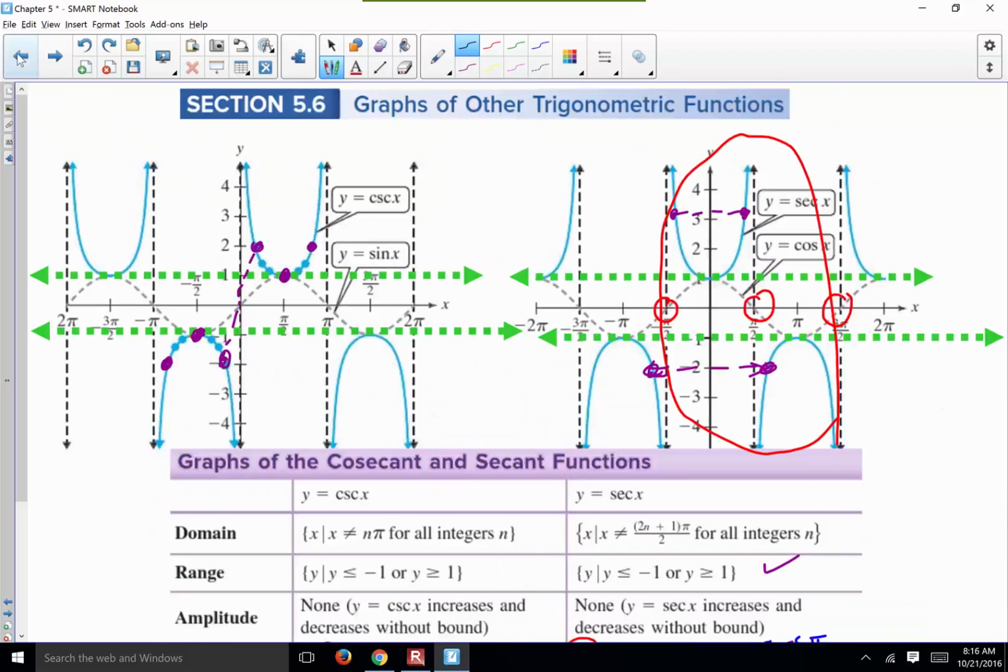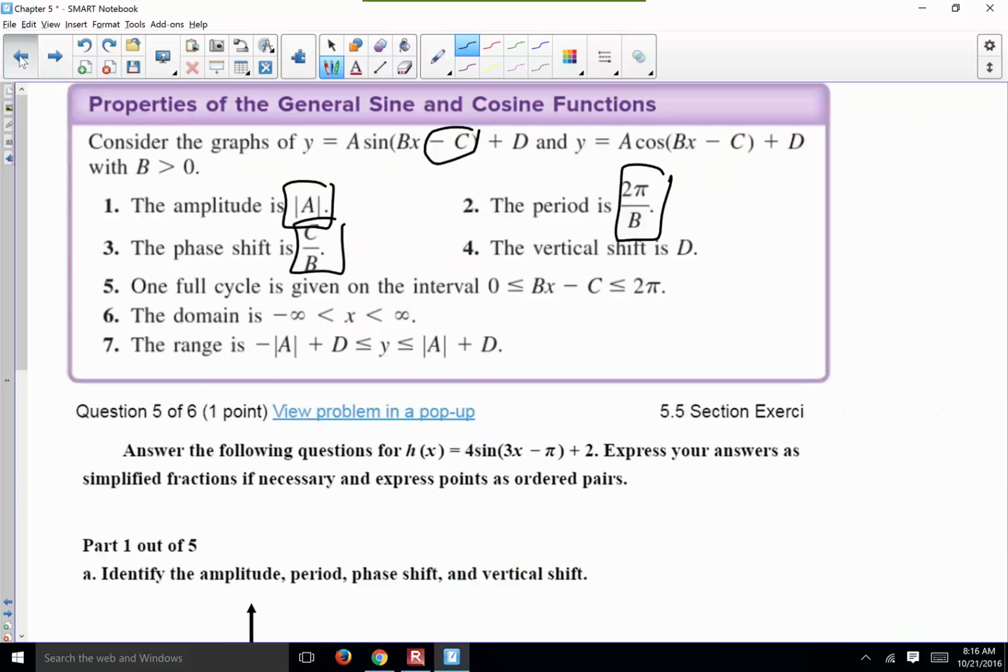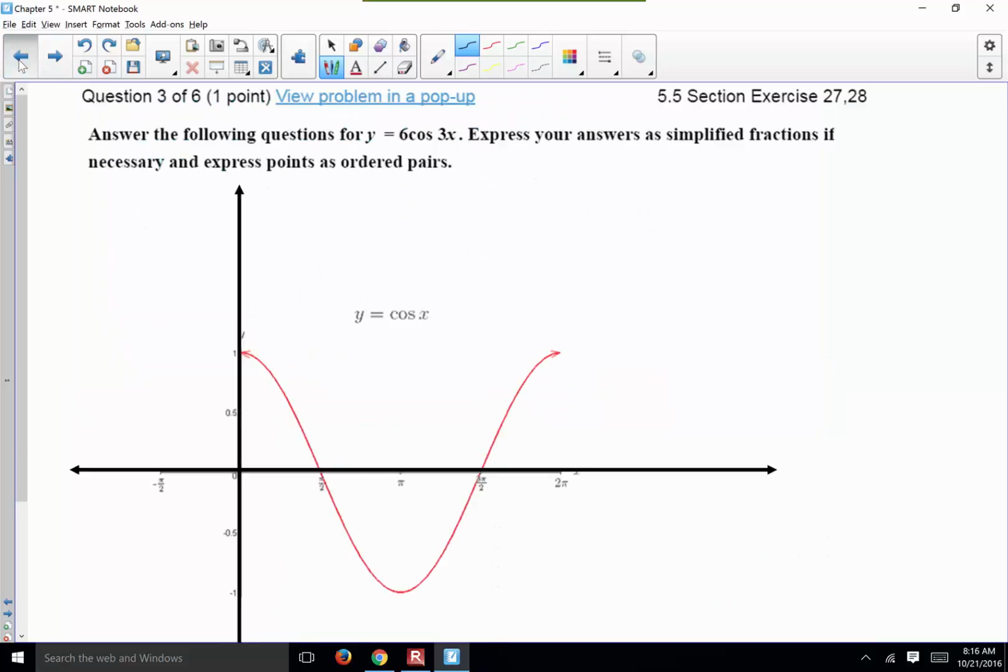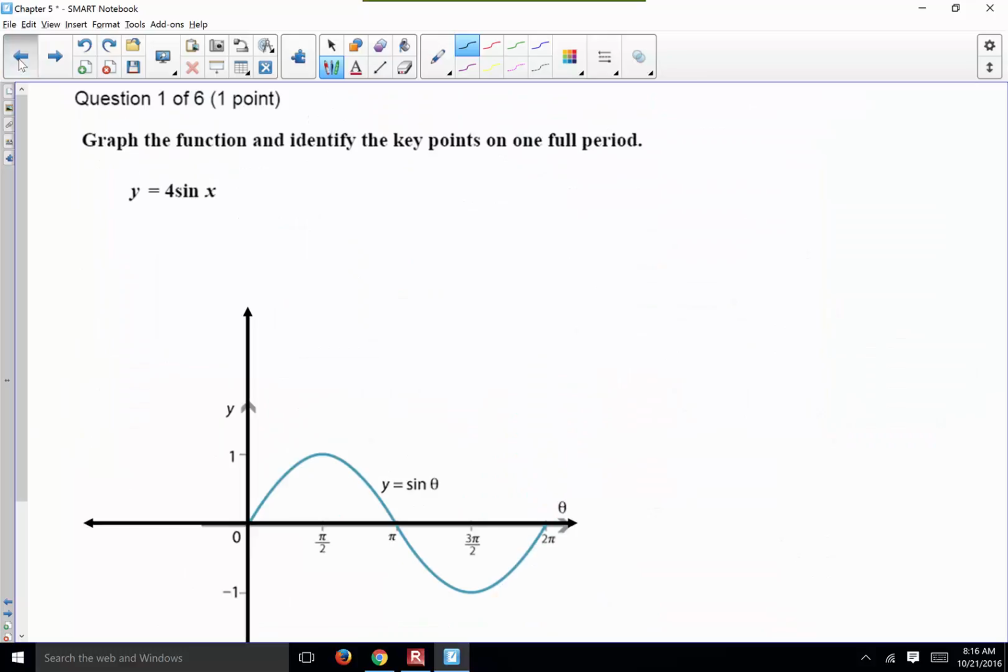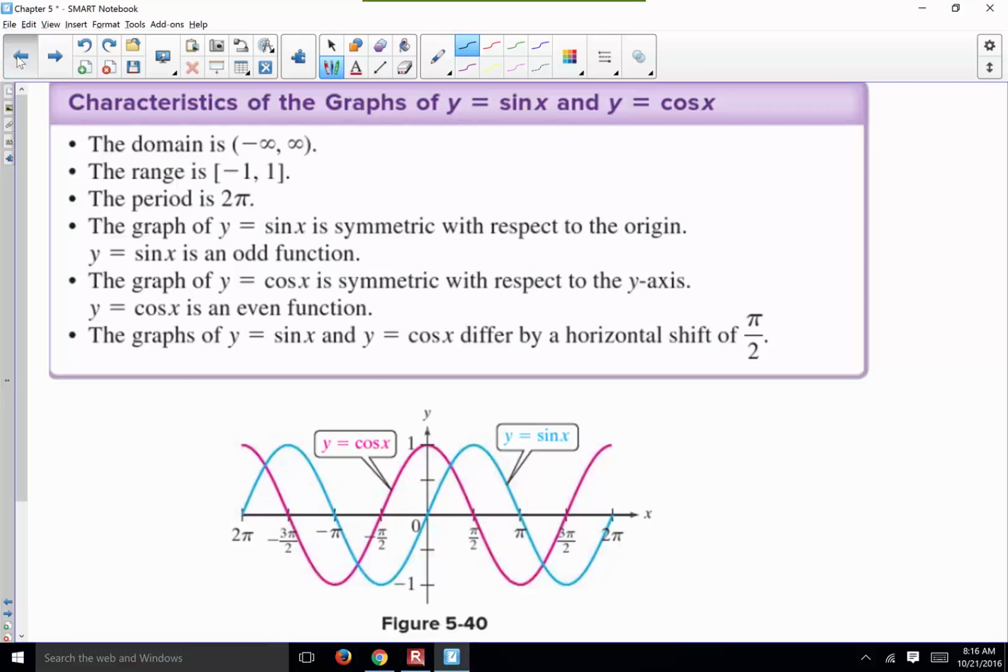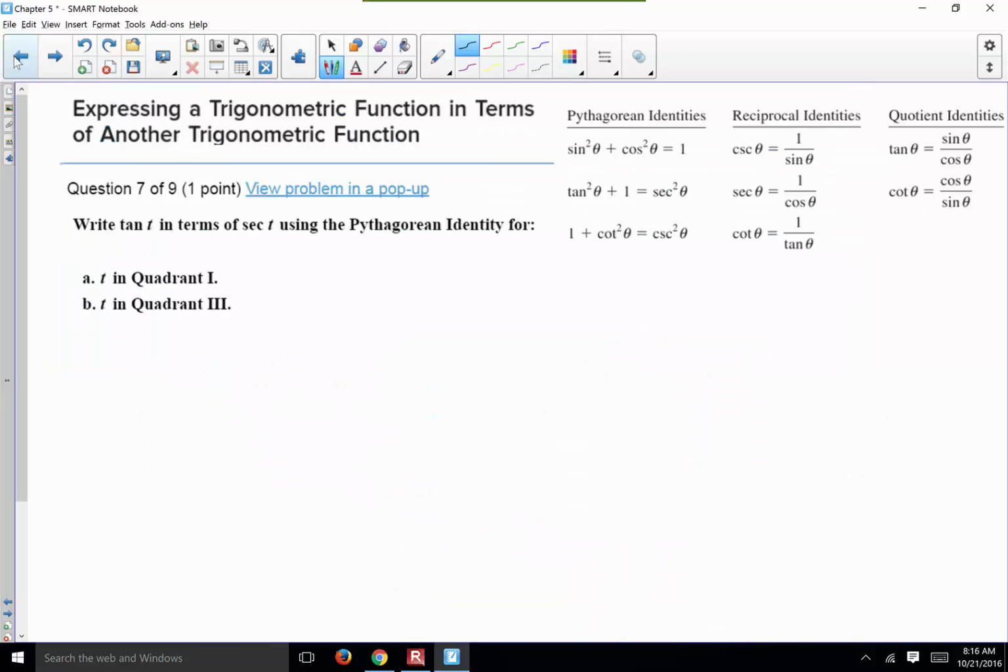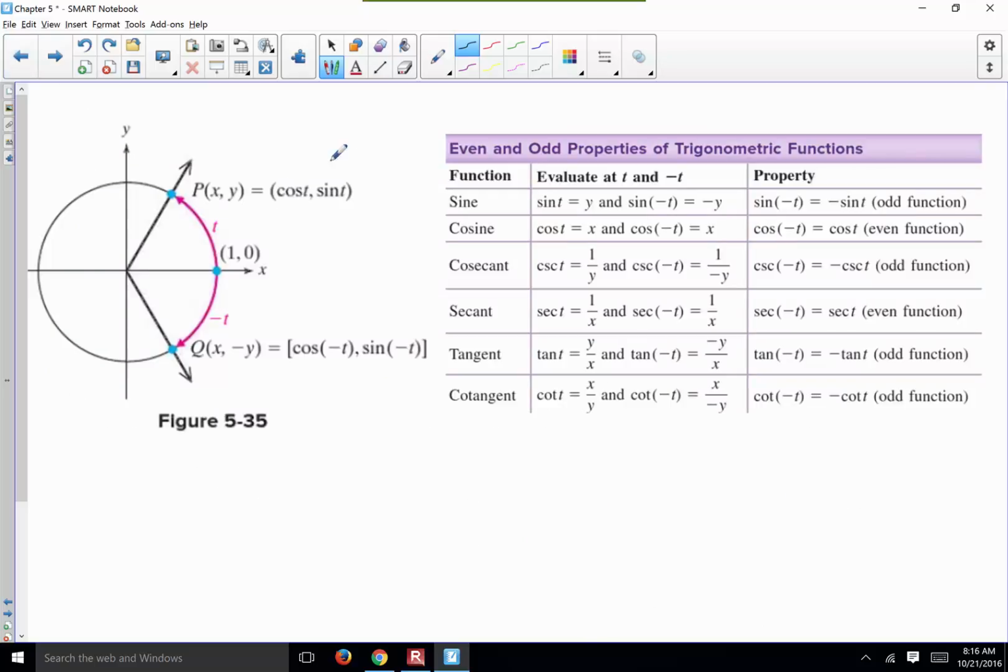What is this property called? It's the evenness and oddness of sine and cosine functions. Where have we seen it? There was a table for it. It was in 5.4, I believe, right here. Even and odd properties of sine and cosine: sine of a negative angle is the negative of sine. Cosine of a negative angle is just cosine of the positive angle.